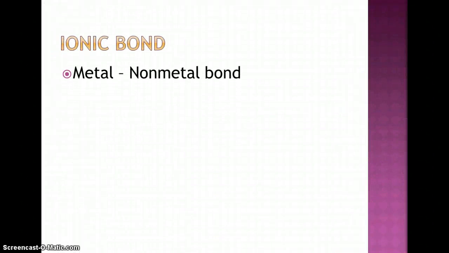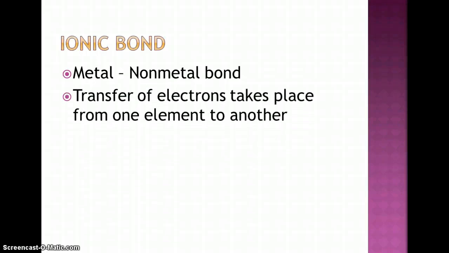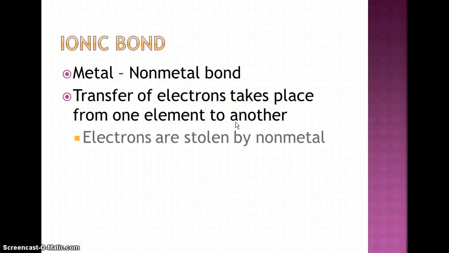Ionic bonds. So just a little review. It is a metal with a non-metal bonding together. What happens here is we have a transfer of electrons from one element to the other element. And typically the element that is going to be stealing those electrons is the non-metal element, because our nonmetals are the ones that have fewer spaces to fill, so they want to steal those electrons to fill that little space.